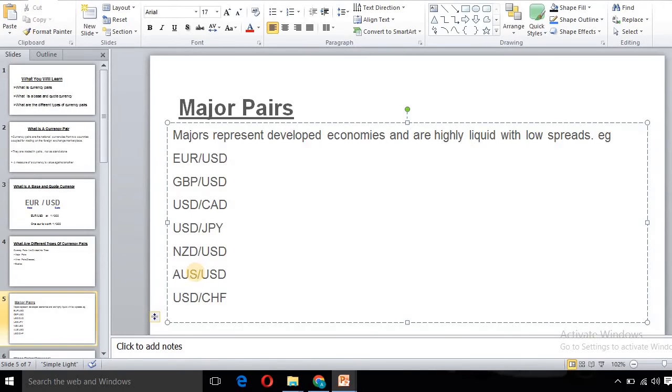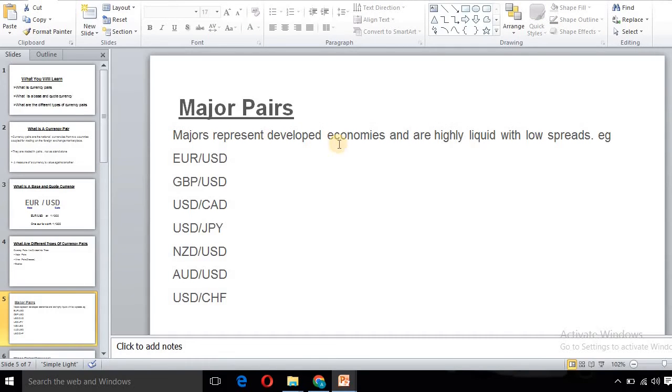This is supposed to be AUD, right? Sorry. So AUD/USD, right? So looking at this, you discover that each of them has USD attached to it. You see, USD is attached to this, USD is attached to this, USD is attached to this, USD is attached to this, right? These are some of the characteristics of major pairs. Remember I told you that major pairs represent developed economies and are highly liquid with low spread. Their spread is very, very low. If you don't know what spread is, in a subsequent video I'm going to be explaining that to you, right?